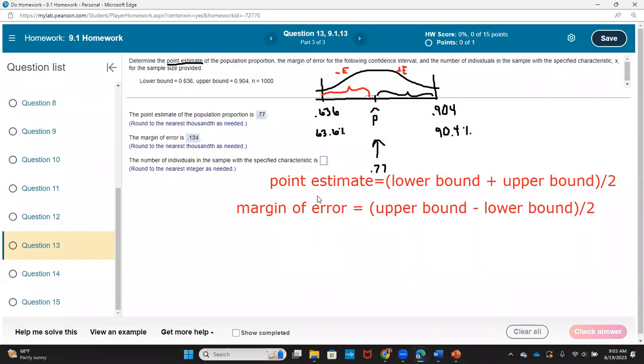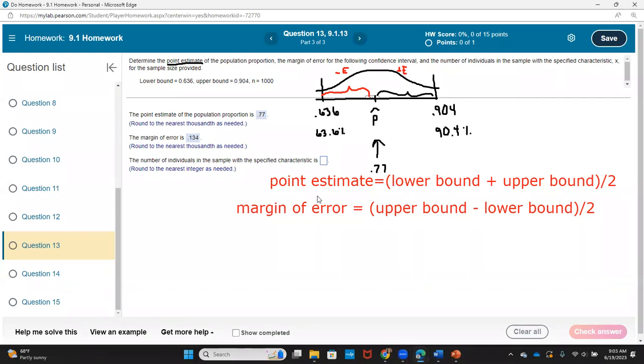Again, these questions are always challenging because they're the reverse of everything we've been doing so far, where they give you a sample proportion, maybe a sample size, and you need to use StatCrunch to find the confidence interval. Here the confidence interval is already given to us, so we have to work backwards and use the formulas or just intuition to figure these out, whichever works best for you.